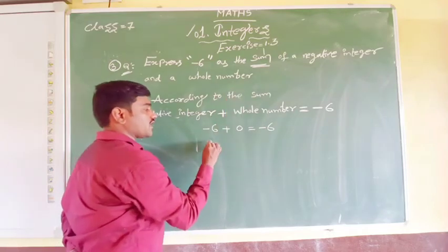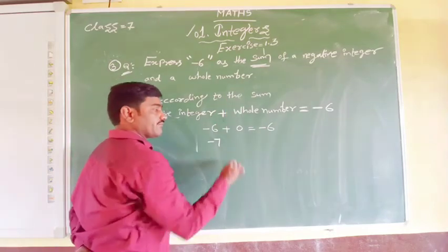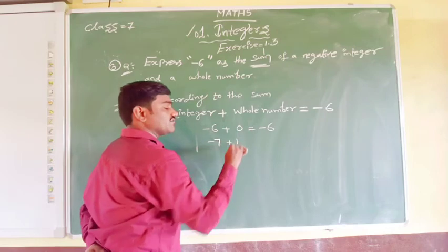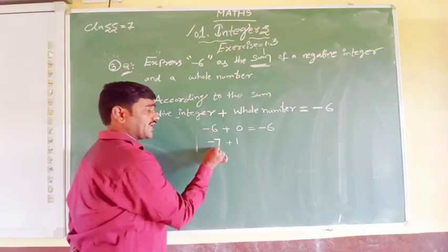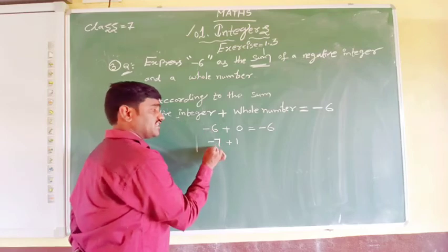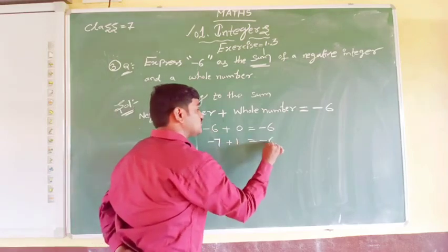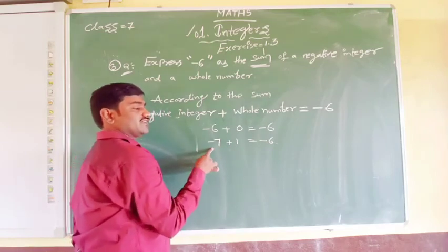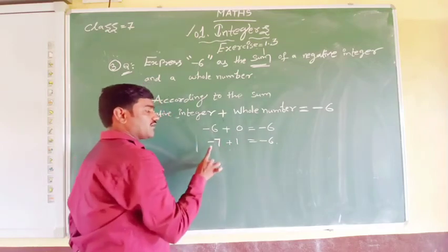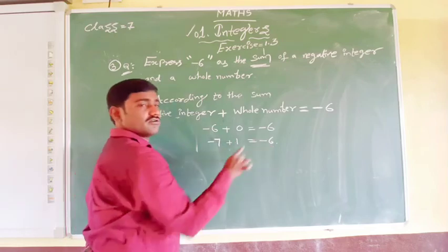You are not satisfied? I can take other numbers also. Minus 7 I will take here, and I will take the whole number 1. I can also write the solution like this: minus 7 plus 1 equals minus 6. Yes, 1 minus 7 equals minus 6.